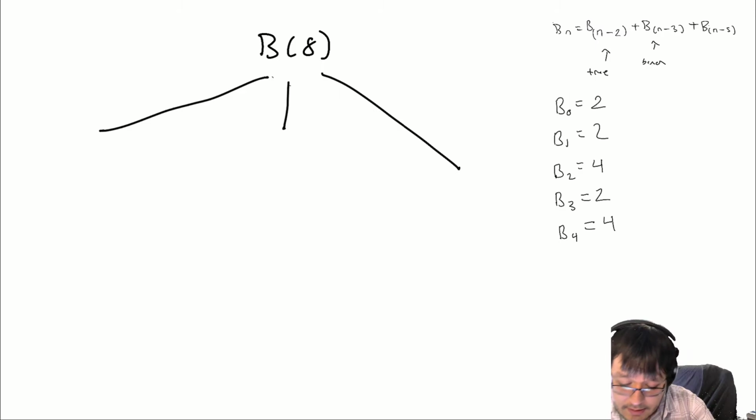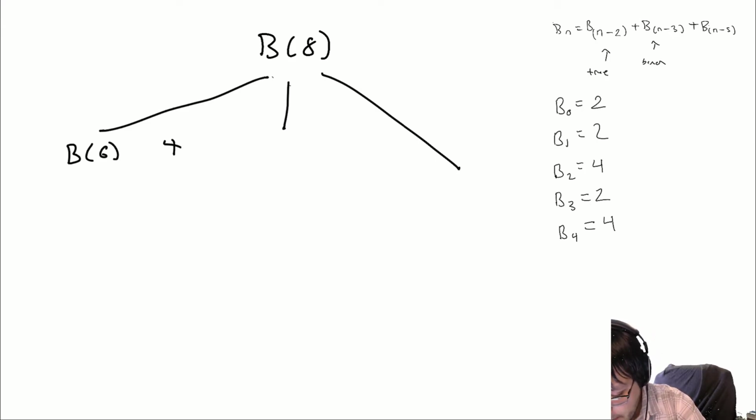Okay, and so B of 8 is basically made up of B of 6 plus, and by the way, I could have a mixture of pluses and minuses. I never did that, but you can do that.